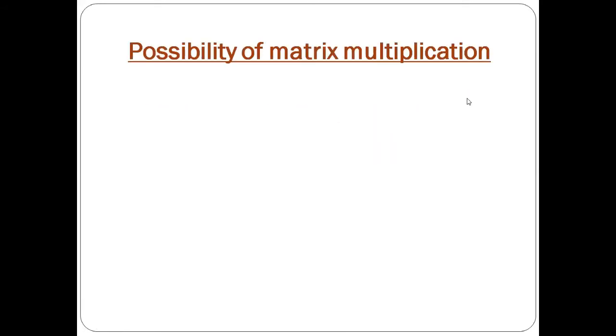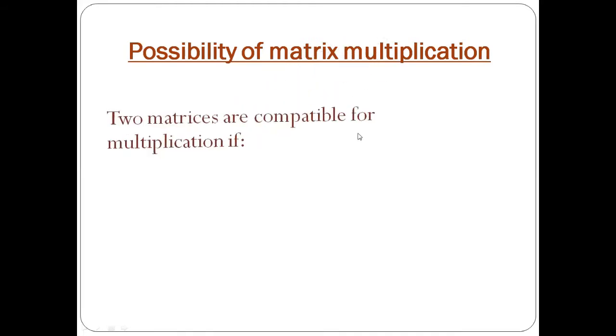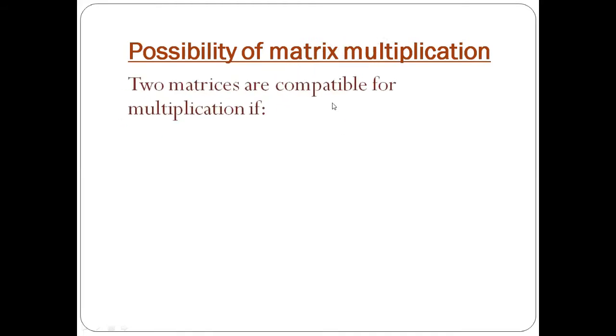Okay. Now, compute the product means the answer of multiplication is called product. So here we are doing matrix multiplication. So the first topic is possibility of matrix multiplication. Okay, the condition of matrix multiplication is that two matrices are compatible for multiplication if we are multiplying two matrices.